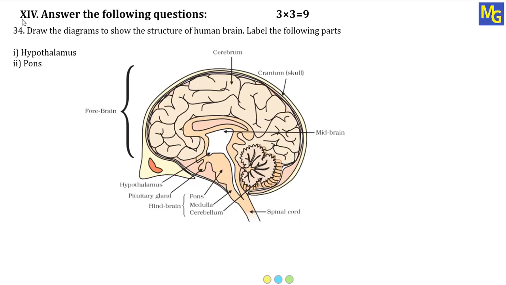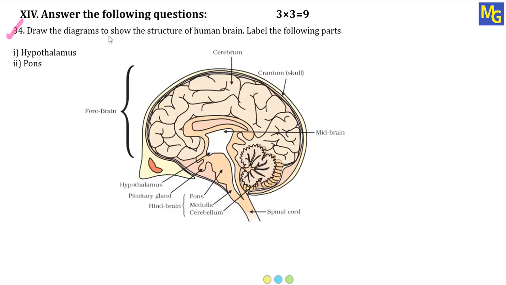In this section, that is Roman number 14, answer the following questions. We have to answer 3 questions. Each question carries 3 marks, so we are going to get 9 marks from this section. Question number 34 will start.